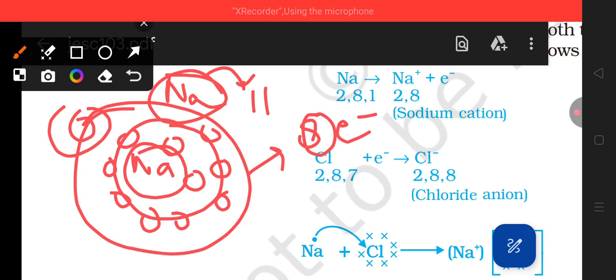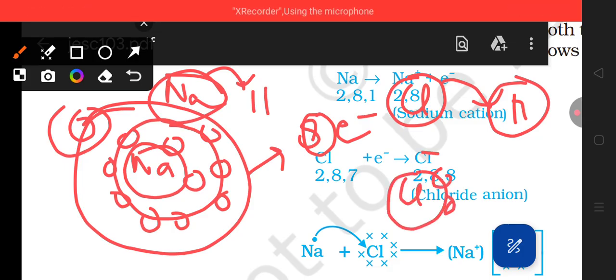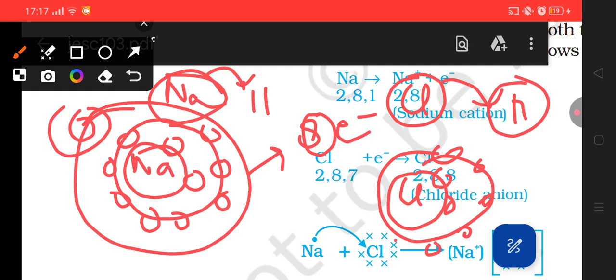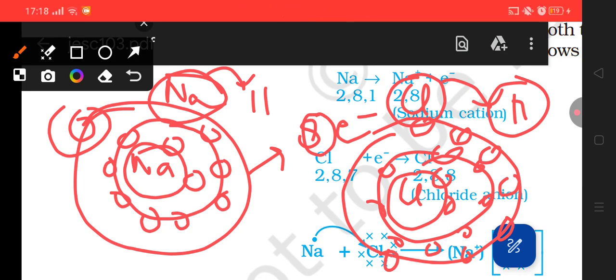Now let's come to the chlorine case. Chlorine is an element which has atomic number 17. Its electronic configuration becomes 2, 8, 7. Now see, everything is fine, but chlorine needs just one electron more to complete its valence shell, because the last shell requires 8 electrons, but it has 7 only.